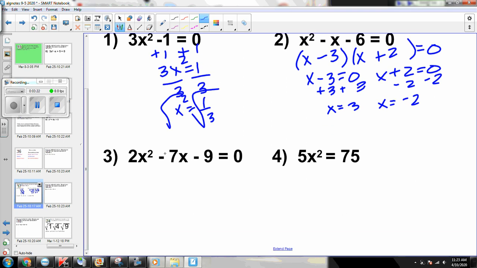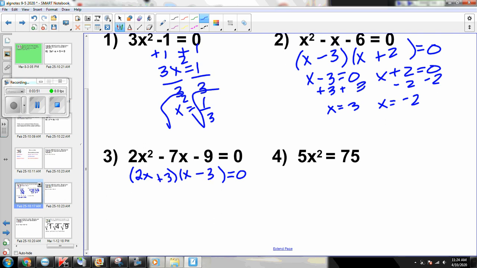If I look at number 3, I don't want to use square roots because I have a middle term x. So I could try to factor. I would try for a minute or so. If factoring doesn't work, I would move to the quadratic formula. So if I try to factor here, let's see, I've got a 2x and an x. What can I multiply to get 9? Well, 3 times 3 or 9 times 1. But it has to be negative 9, so one's positive, one's negative.